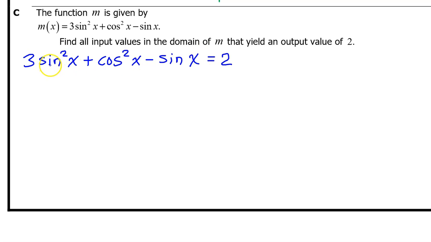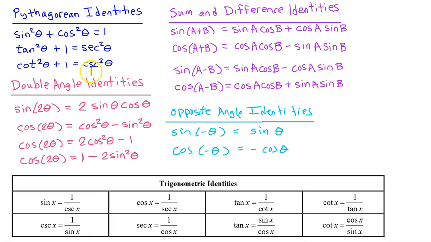I'm noticing that we have a combination of sine and cosine. It will be much easier to solve the equation if we can rewrite the equation to be either all sine or all cosine. Since 2 out of 3 of the terms involve sine, let's see if we can replace cosine squared x with an expression involving sine. If we go back to the identity sheet, I think we can use this identity to rewrite cosine squared in terms of sine.